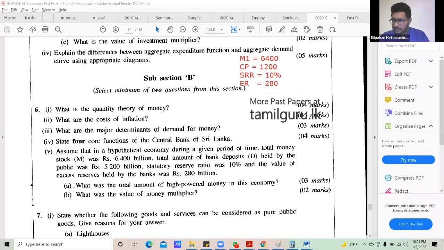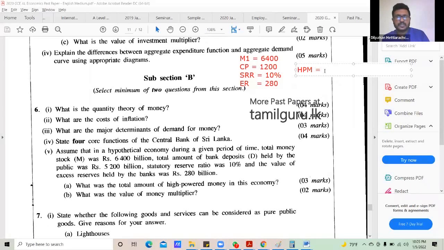So we'll read the question. What was the total amount of high-powered money in this economy? Can you remember high-powered money? What is this high-powered money? This is the base for the total money supply. This is the foundation. This is the strongest money circulated within the economy. Strongest means not in terms of physical strength, but in terms of liquidity, in terms of purchasing power. High-powered money is the most liquid asset. So in terms of actual money, high-powered money represents that.